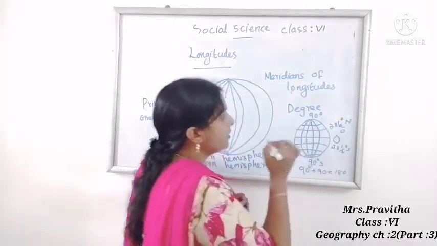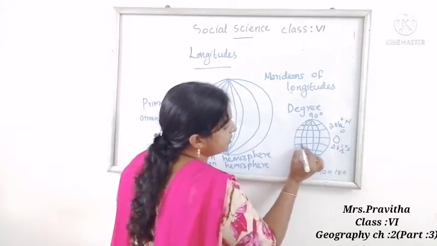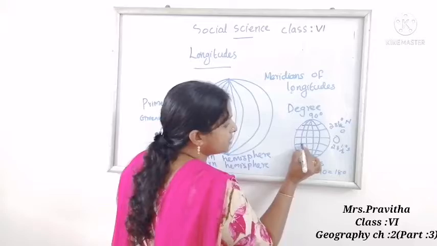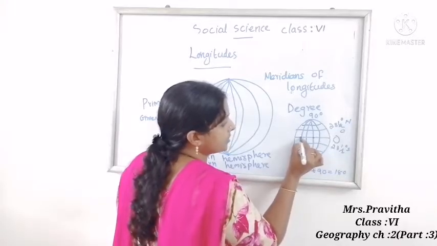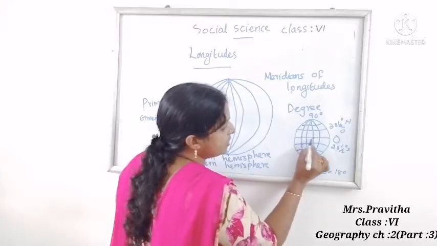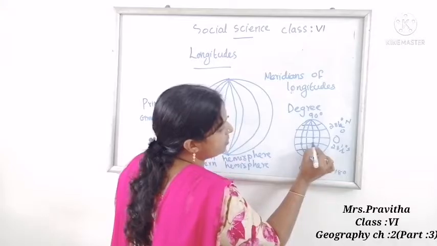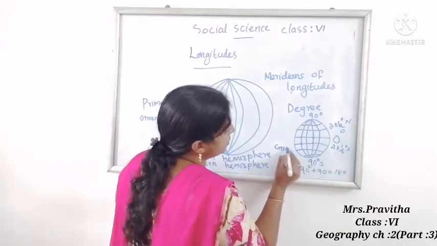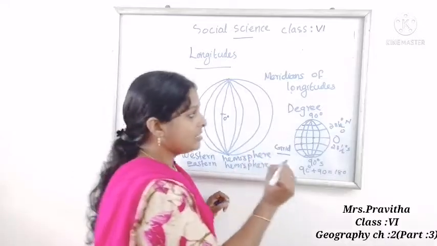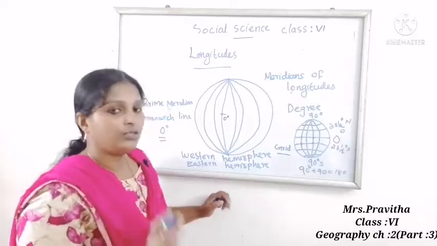Here children, this now looks like a globe. Just look children, this is latitude, ma'am told, this is longitude. These latitudes and longitudes are intersecting. Can you see this? What is this intersecting called? Grid. So what is a grid? The latitudes and longitudes intersecting each other is known as a grid. I think you got it.